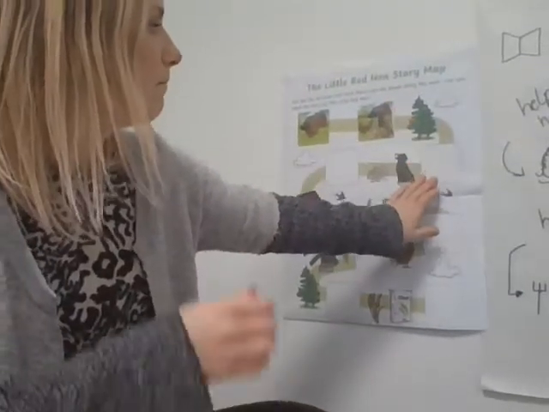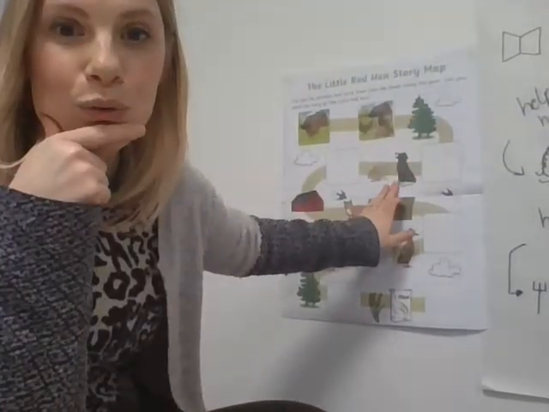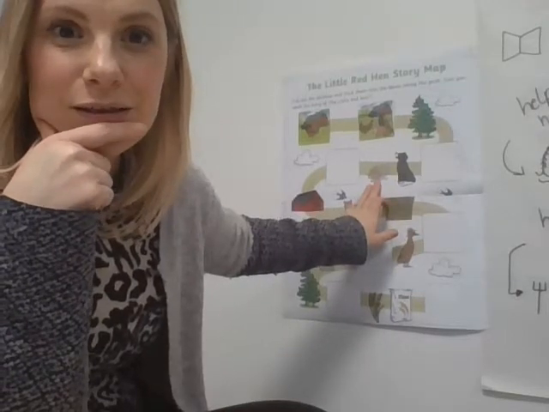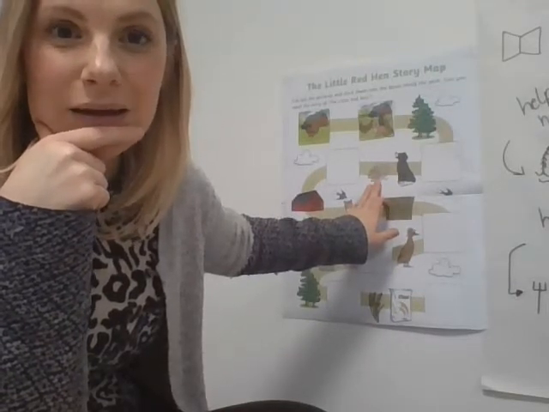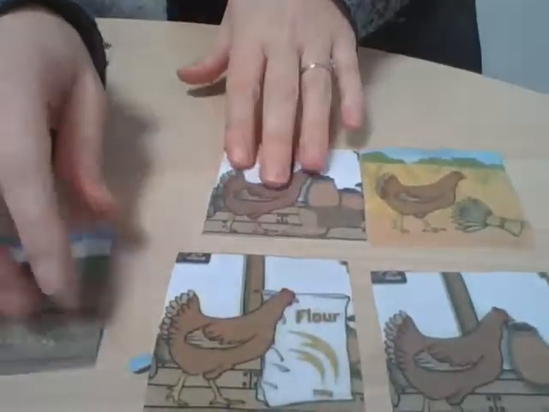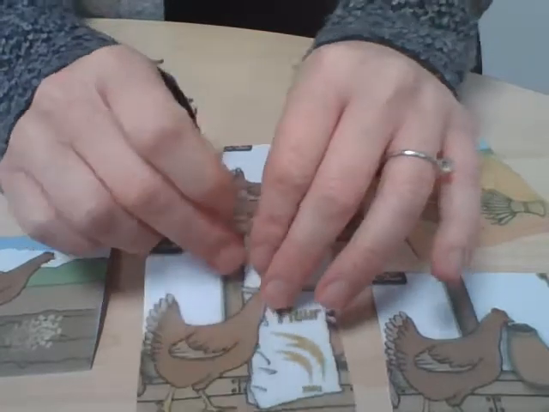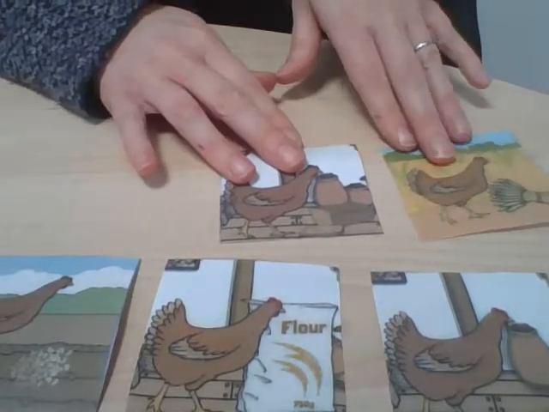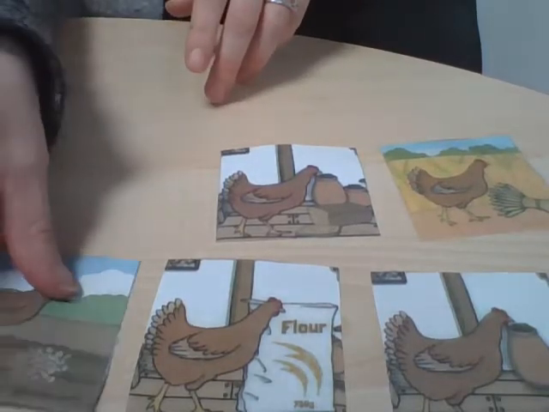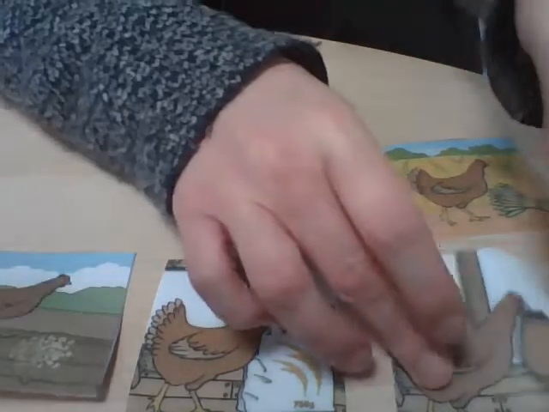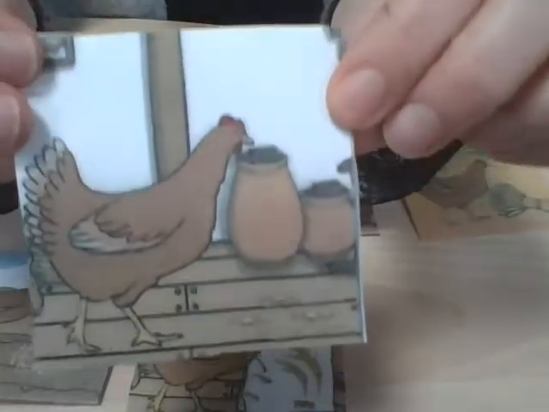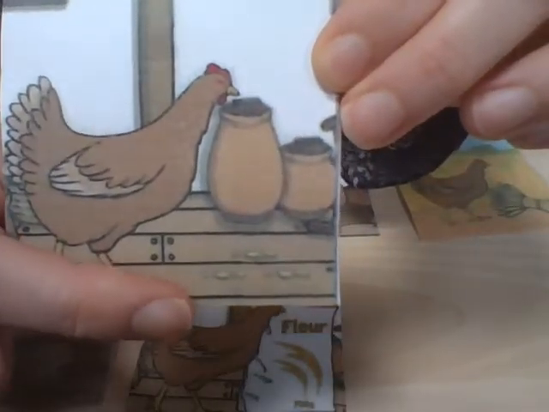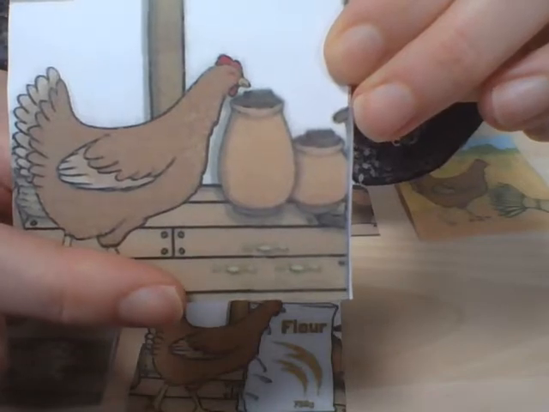So the next part of our story. Oh, she finds the grain. Yes, she finds the grain. So I'm going to look at my pictures. She finds the grain on the floor. Let's see. Here it is. She finds the grain on the floor. And there are the grains. You can see them on the floor.